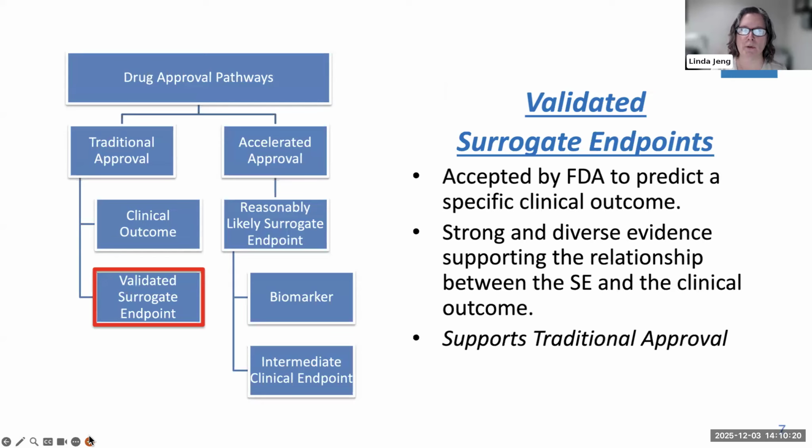So when you talk about the drug approval pathways and you think about traditional approval, if you're using a surrogate endpoint and aiming at traditional approval, you would need to have agreement from the agency that it's a validated surrogate endpoint. What that means is that the FDA has reviewed and accepts it to predict the clinical outcome that's being specified. And you need to include strong and diverse evidence that the relationship between the surrogate endpoint and the clinical outcome that you're predicting has been established. Again, that would support the traditional approval and would not require additional steps that are required in accelerated approval. So if you go to the next slide, please.